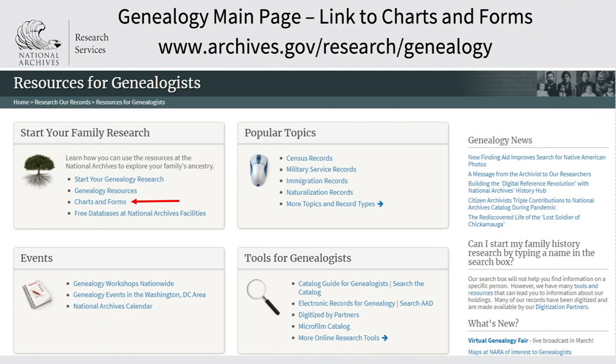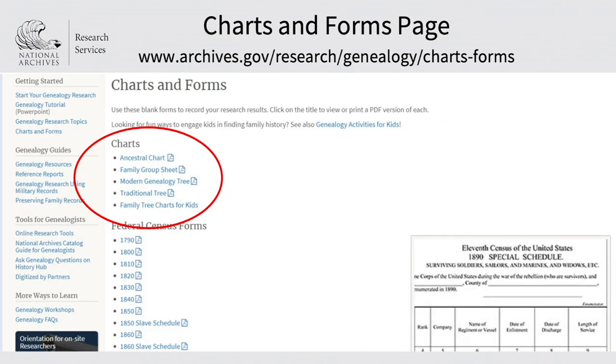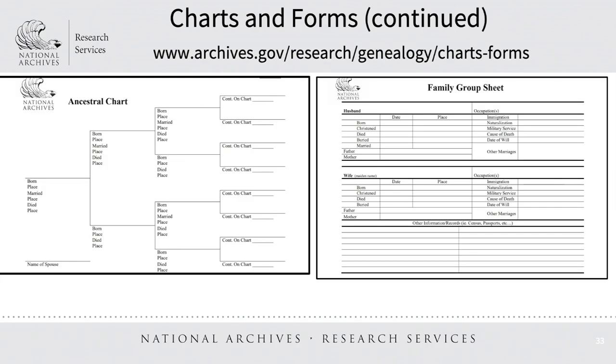So back at the main genealogy page now, also under Start Your Family Research, there's a link to charts and forms. When we click on this, you'll see a link to an ancestral chart, family group sheet, and links to family tree charts. They're all PDFs, so you can easily print them out. Here's the ancestral chart and the family group sheet.